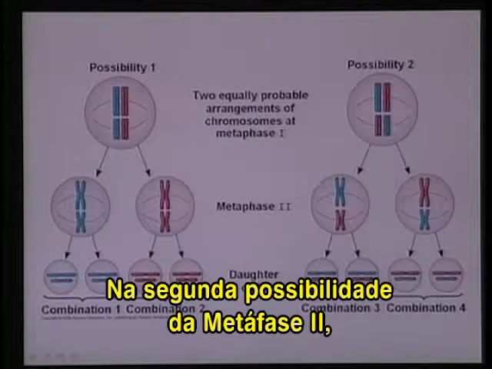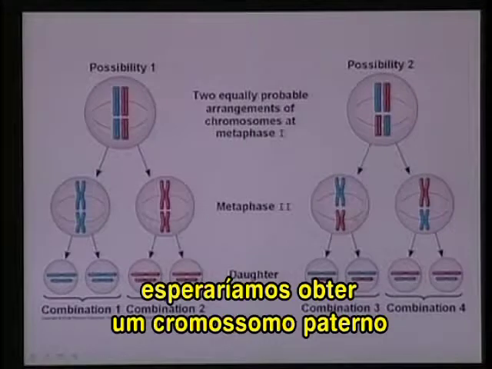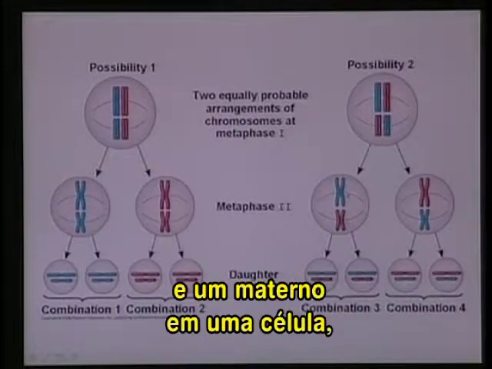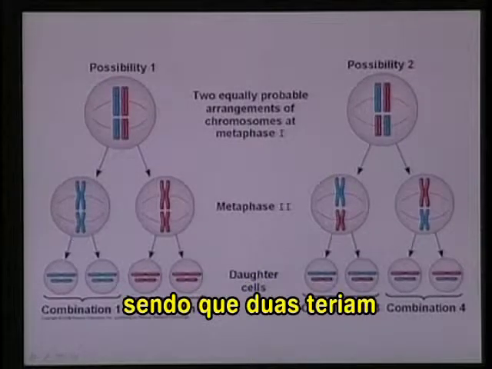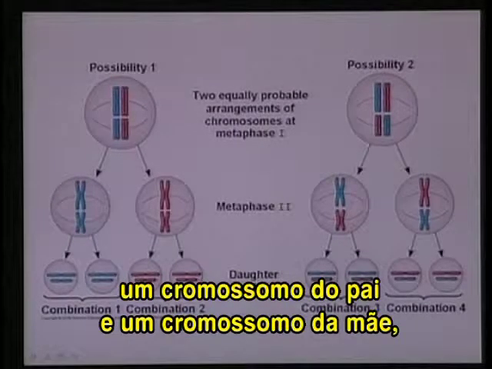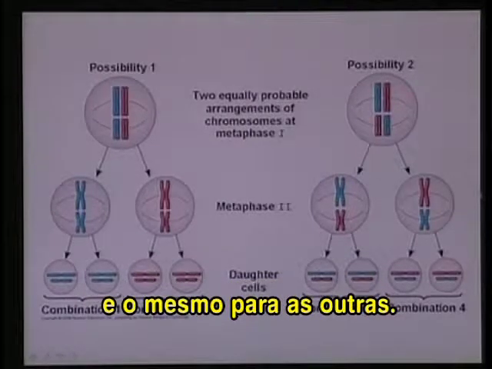Now on the second possibility, in metaphase 2, we would expect to see one paternal chromosome and one maternal chromosome in one cell, and as a result, we would have 4 cells. 2 of them would have 1 chromosome from the father and 1 chromosome from the mother. Same thing for the other cells.